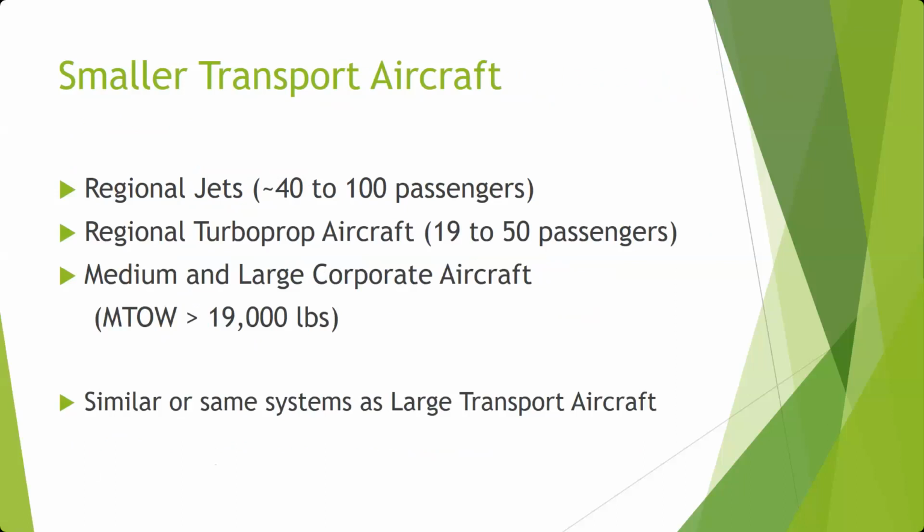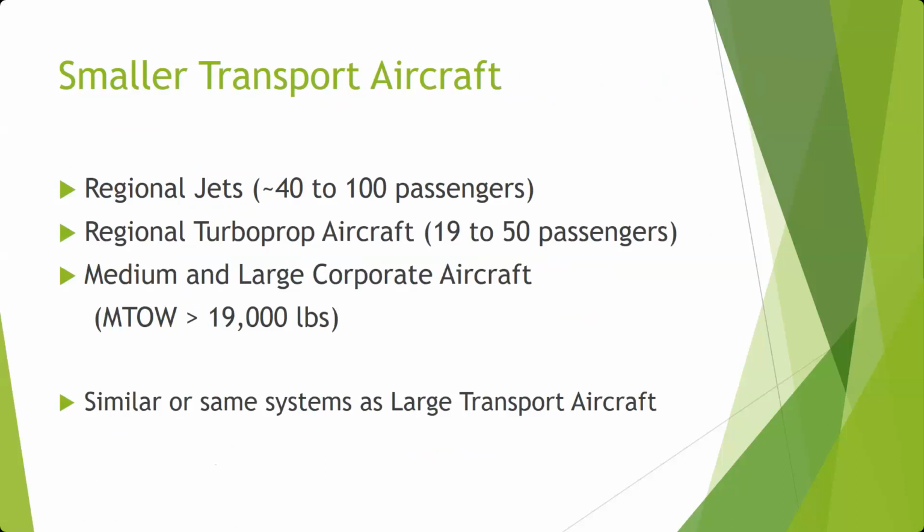So we have regional jets, which tend to be in the 40 to 100 passenger range. There's regional turboprops. They're still a transport aircraft, but they use a turboprop engine rather than a turbofan. Regional jets use a turbofan. Regional turboprops use a turboprop. They're in the 19 to 50 passenger range.